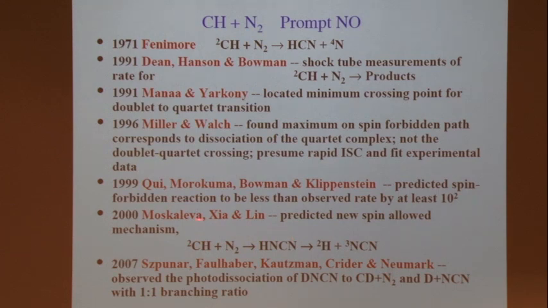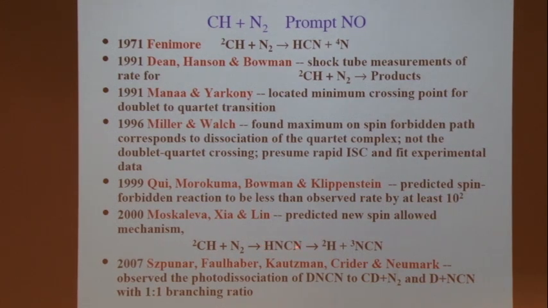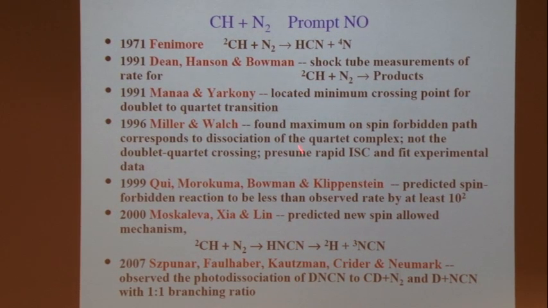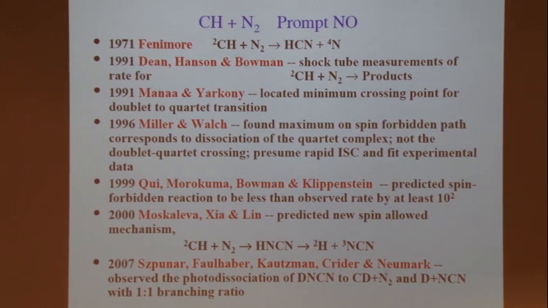Then MC Lin's group figured out that there was a completely different intermediate than people had thought before, HNCN, and it actually does not make HCN, it actually makes NCN instead. This was completely shocking to people who worked in this field since 1971, to figure out 29 years later that actually the product was different than they thought. That caused quite a stir.